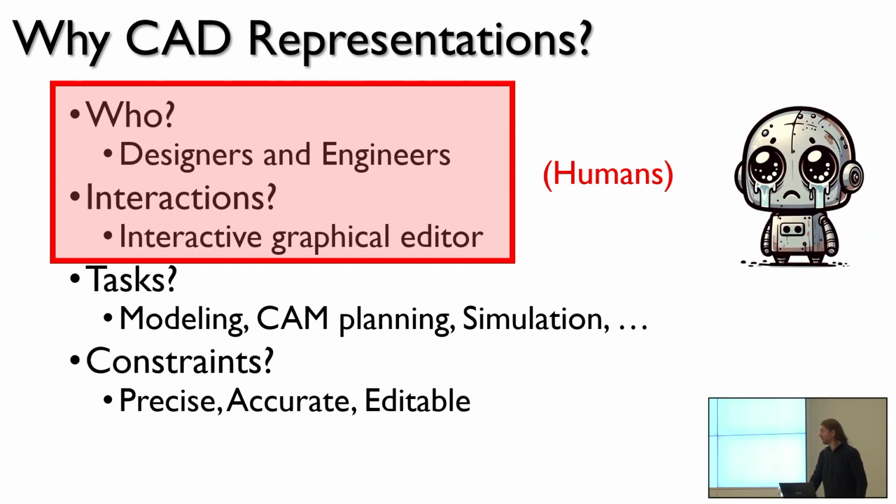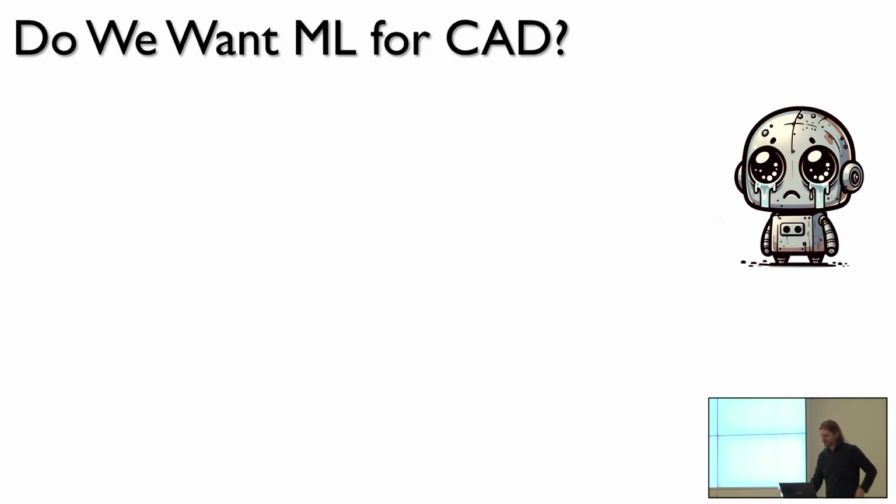But what about our robot friends? What if AI wants to get involved in CAD? We should probably first ask if we really want to get machine learning involved here. I'd argue that we do. There are a lot of benefits that ML could bring to CAD.